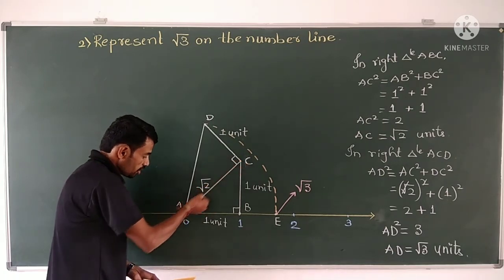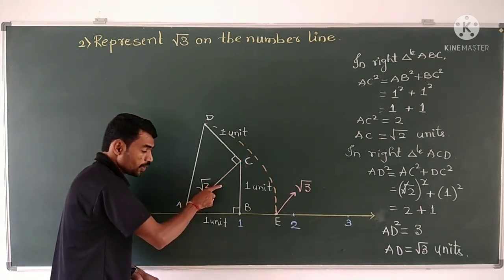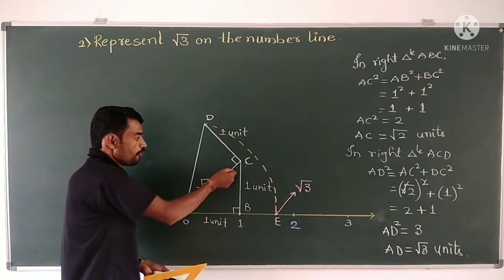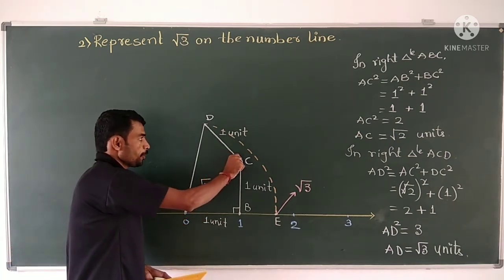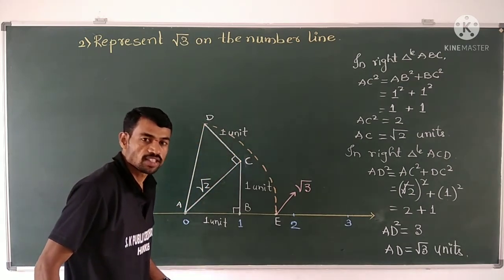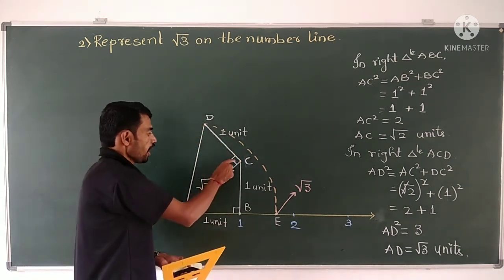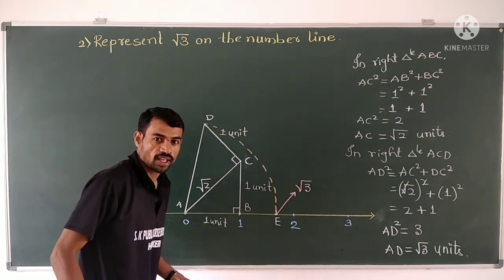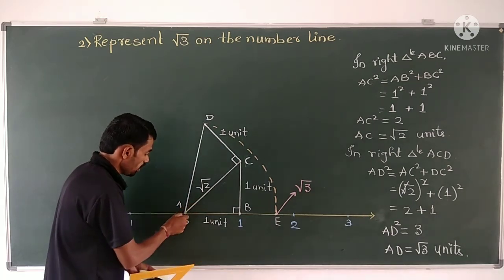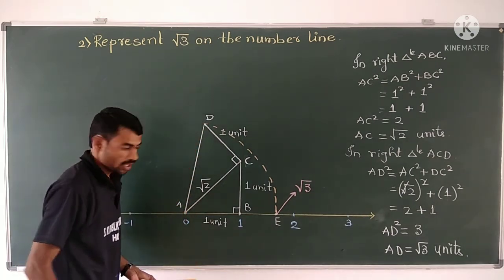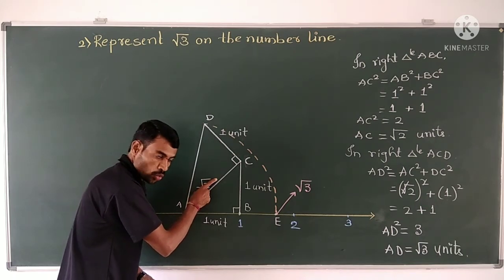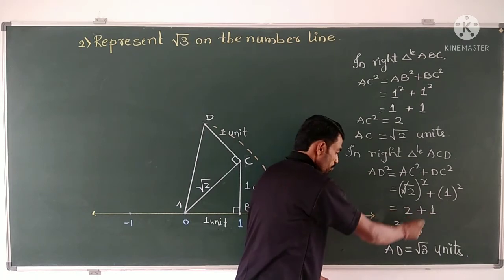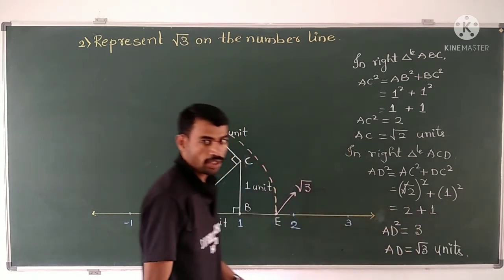Yeah. And then join AC. So AC will be root 2, already we know from the previous example. For AC, one perpendicular line, that is CD, we have to construct, and CD length should be 1 unit. Then later on we have to join AD. Already we know that AC is root 2 and BC is 1 unit. So by Pythagoras theorem, AD length must be root 3.